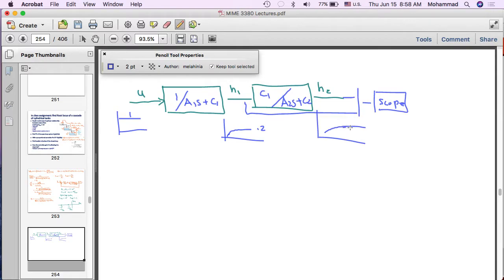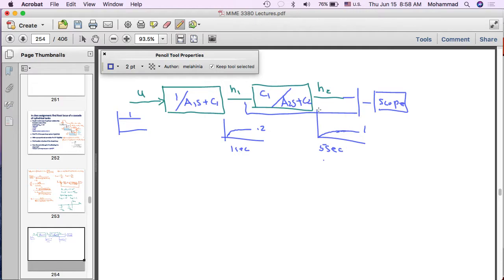And the steady state value for H2 is 1. So it reaches 1. But if this takes 1 second to go through transient, this takes 5 seconds to go through transient.